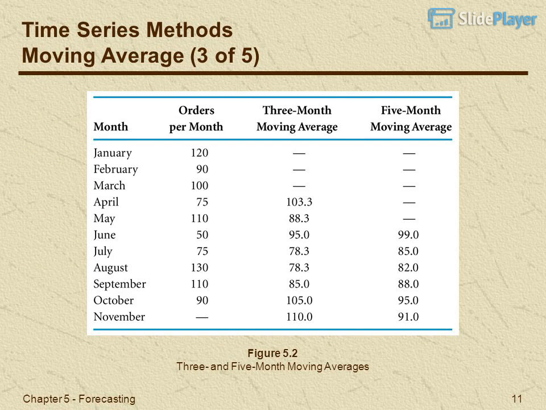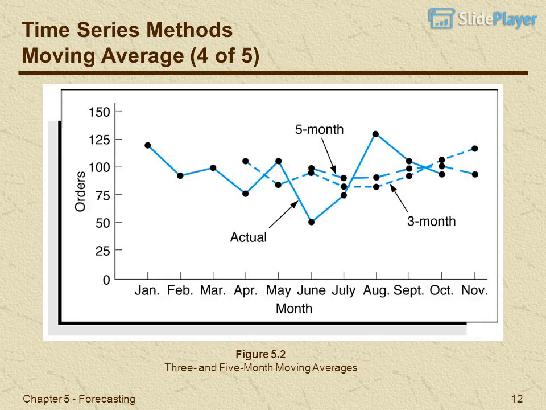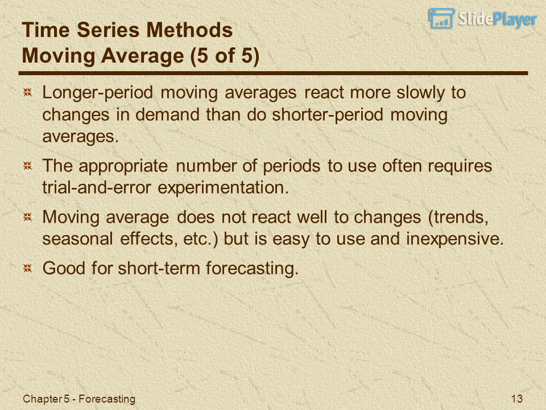Time series methods. Moving average, 3 of 5. Figure 5.2, 3 and 5-month moving averages. Moving average, 4 of 5. Figure 5.2, 3 and 5-month moving averages. Moving average, 5 of 5.